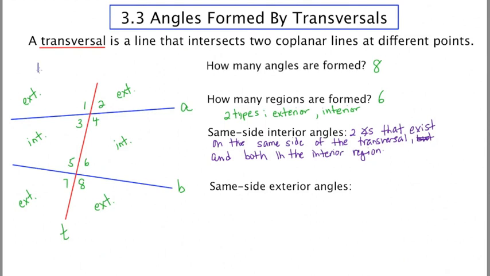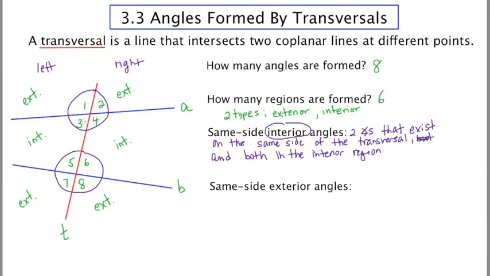So let's call this the left side. All the angles 1, 3, 5, and 7 will be on the left side. And we'll call this the right side. And angles 2, 4, 6, and 8 will be on the right side. So if I'm looking to select a pair of angles that are on the same side of the transversal and both in the interior region, we've got a couple of options. Remember too that I'm picking one angle from this cluster and one angle from this cluster. So the word interior signals to me that I should be looking on the inside.